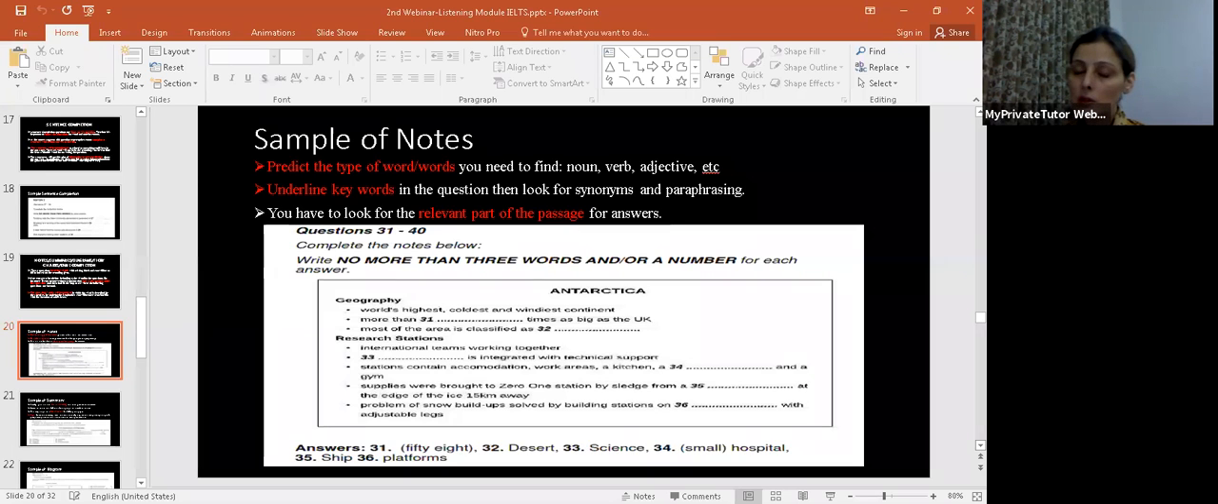When you're going to listen to the audio, maybe the same words are not going to be used for this particular blank. You have to find the most suitable one, as I previously explained to you. You have to find that, and we are going to look for the relevant part of the passage for answers. For example, Antarctica: world's highest, coldest, and windiest continent, more than dash times as big as the UK.